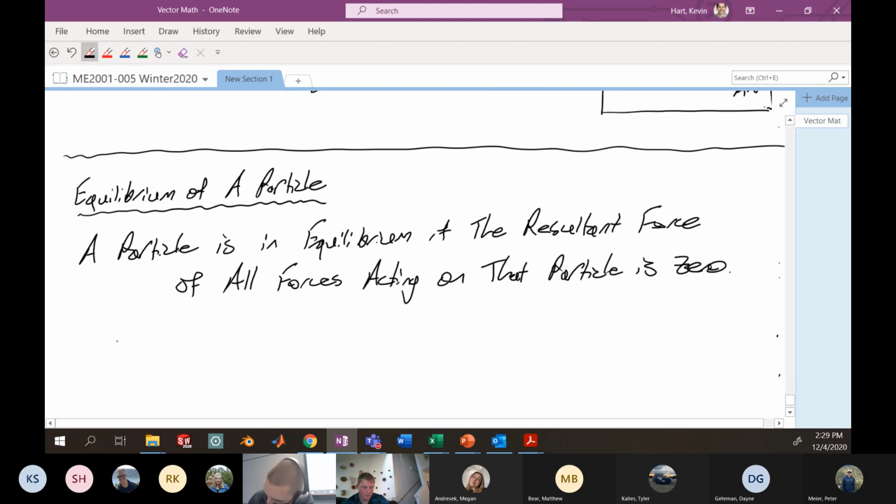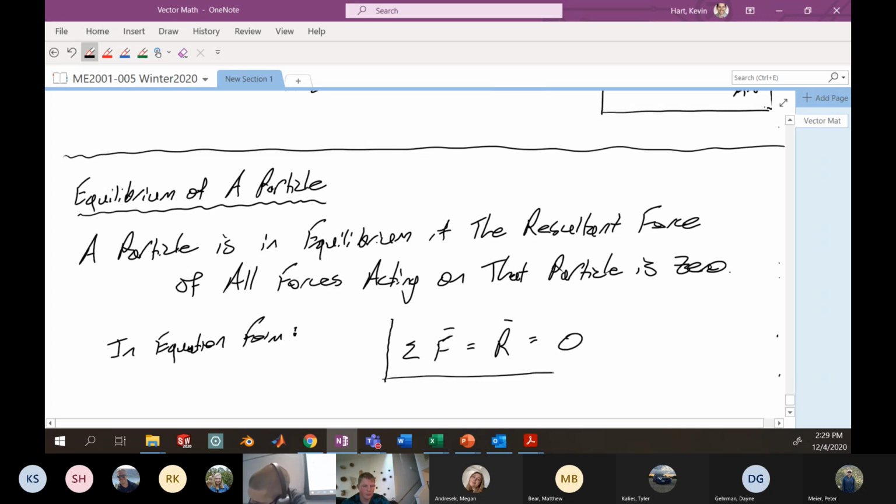The definition in math speak. We would say that a particle is in equilibrium if the following is true. The sum of the forces, this is a summation of the forces, which we know to be the resultant force we call capital R. If this is 0, then you are in equilibrium. This is kind of the basics for your statics class. Nothing is moving. It's in equilibrium. It's static.